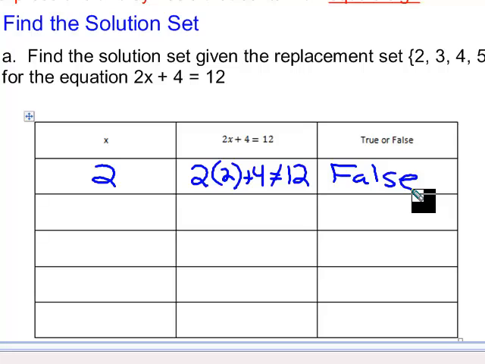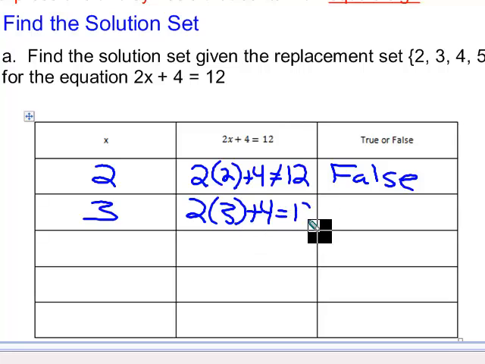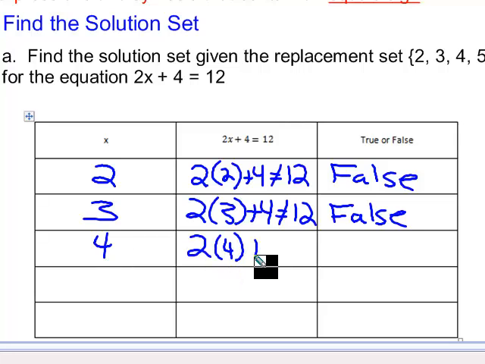Okay, so then we move on to the next number, 3. All right, so 2 times 3 plus 4 equals 12. Is that true or false? Well, 2 times 3 is 6 plus 4 is 10. Does not equal 12, so 3 is not part of the replacement set. Moving on to number 4. We'll put 4 in for x, and we have 2 times 4 plus 4 equals 12. Well, that's true. 8 plus 4 is 12.